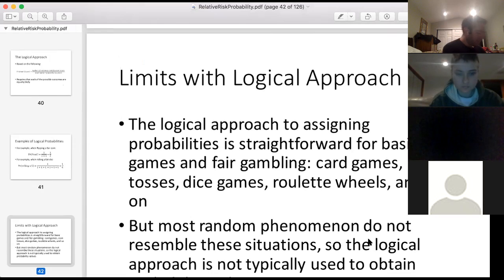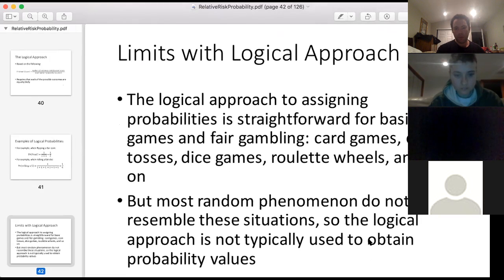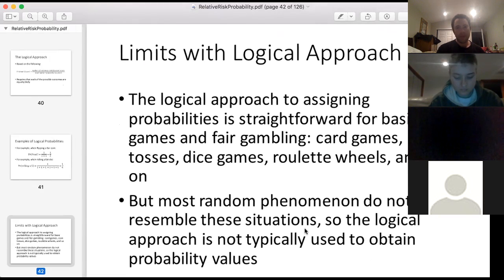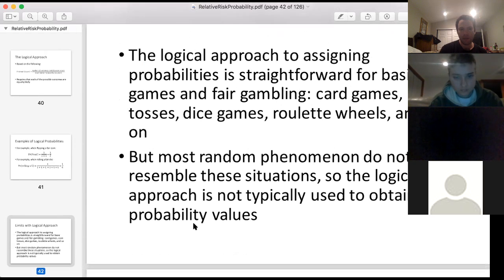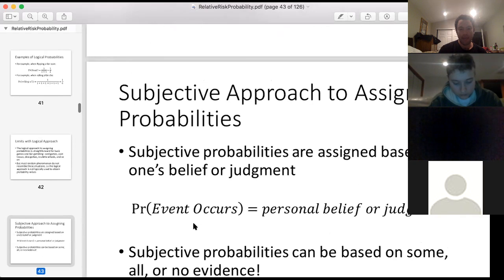There are limits to the logical approach as well, because we assign probabilities to basic games assuming that they're fair games, right? So that the coin is fair. It's not weighted one way or the other. Most situations don't fall under these conditions, so it's really limited to uses like gambling or basically calculating gaming odds.